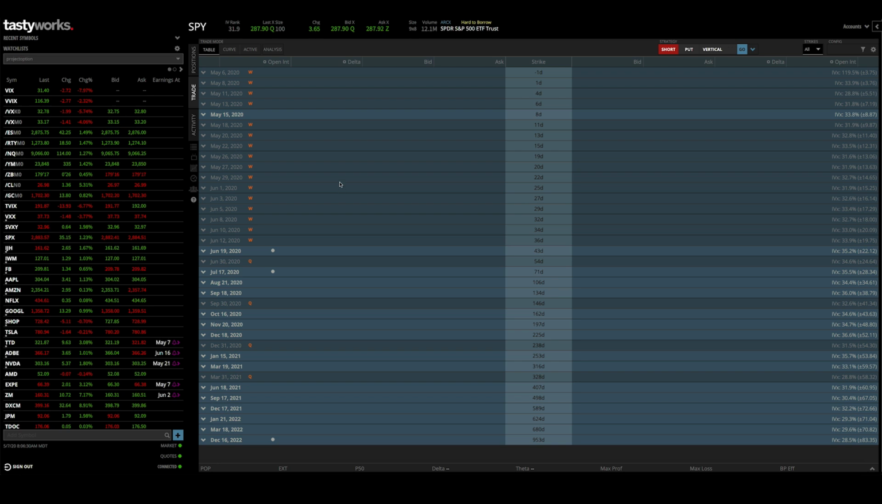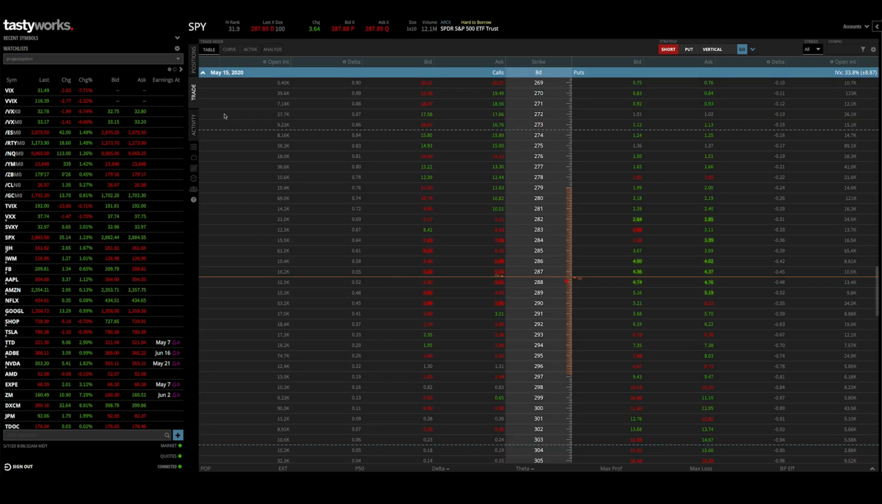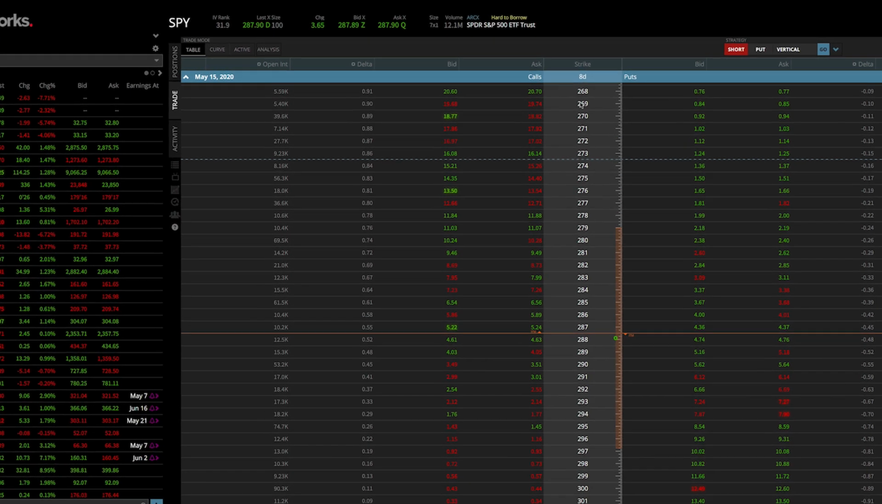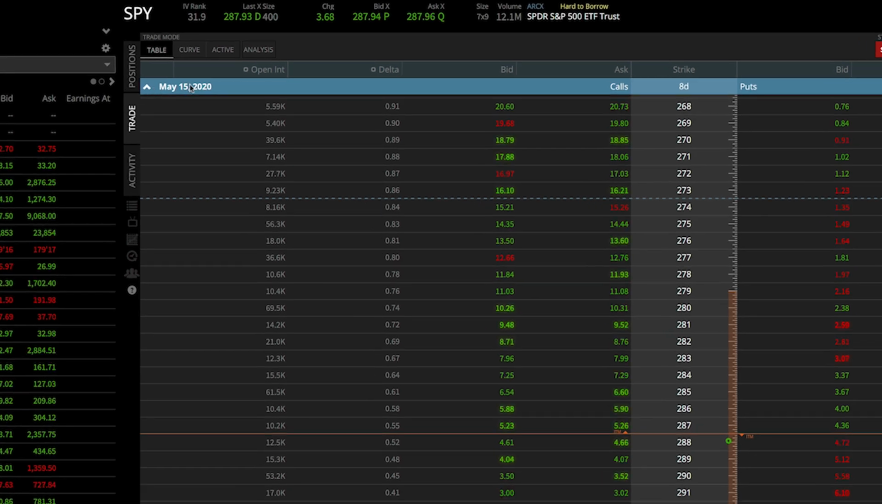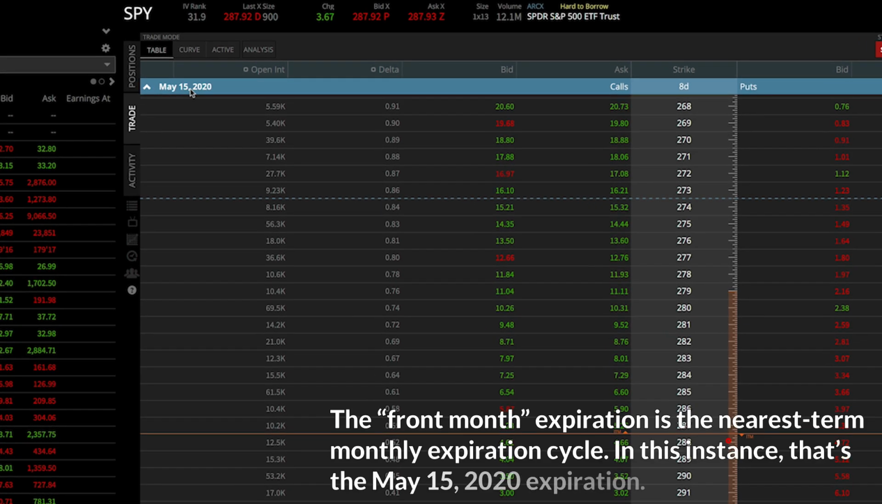The first thing I want to compare is liquidity. So if we go to the May 2020 expiration cycle with 8 days to go, this is considered the front month expiration cycle, meaning it's the standard monthly expiration cycle, and it's the most near-term standard monthly expiration cycle. So since we're in May, that's going to be May, but once these expire, the front month will be June, and so on.